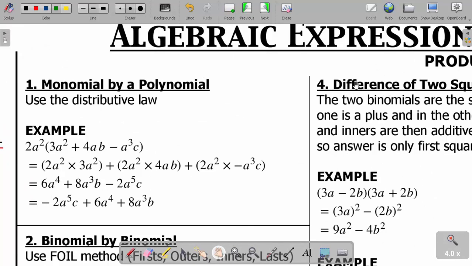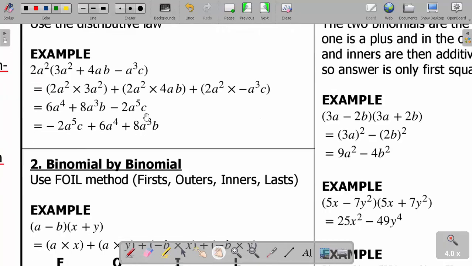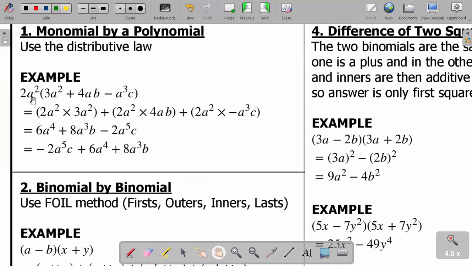Let us now see how to multiply a monomial by a binomial. Here we use what we call the distributive law. For example, we have 2a squared into 3a squared plus 4ab minus a cubed c. When we say distributive law, we mean that we are going to distribute this one among all these terms in the brackets. In other words, we're going to multiply this 2a squared with all the terms in the brackets.